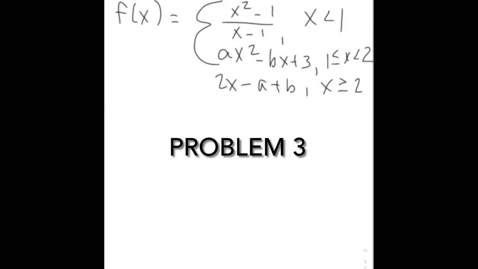All right, for our next problem, we have to solve for the values of a and b so that f of x is continuous. So we have three different situations here. We have (x squared minus 1) over (x minus 1) in the case that x is less than 1. Our next one, we have ax squared minus bx plus 3 where 1 is less than or equal to x, but x is less than 2. Lastly, we have 2x minus a plus b, where x is greater than or equal to 2.